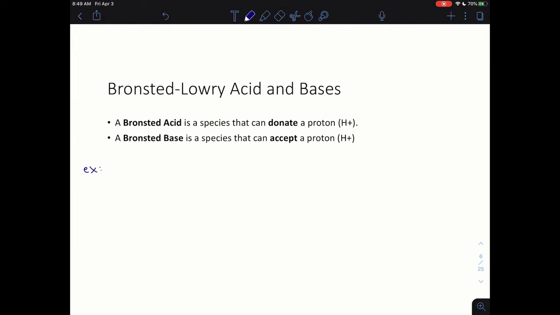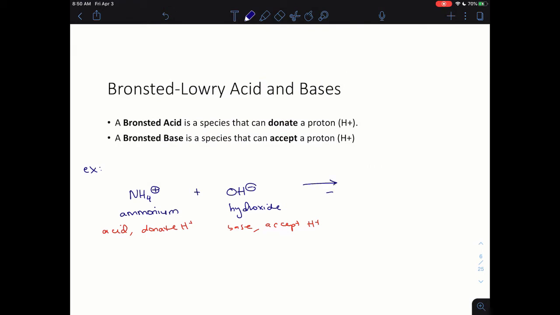So let's look at an example of a Bronsted-Lowry acid and base. An example of a Bronsted-Lowry acid might be the ammonium ion. An example of a Bronsted-Lowry base might be the hydroxide ion. Excellent. So Bronsted-Lowry acid, it is going to donate a proton. Bronsted-Lowry base, it is going to accept a proton. So we can write what's called a proton transfer reaction between these two species. We can show how one donates the proton and the other accepts it.